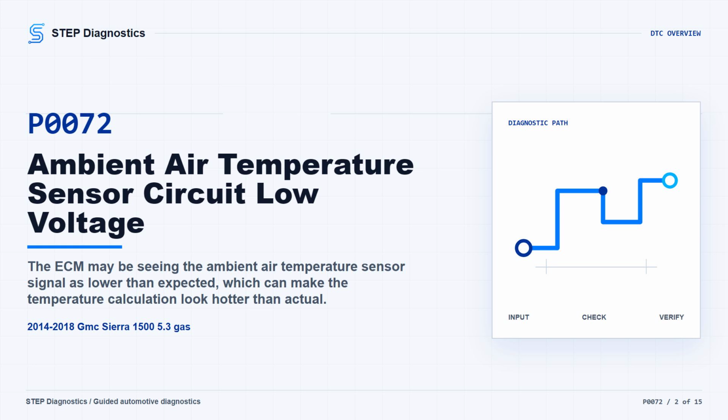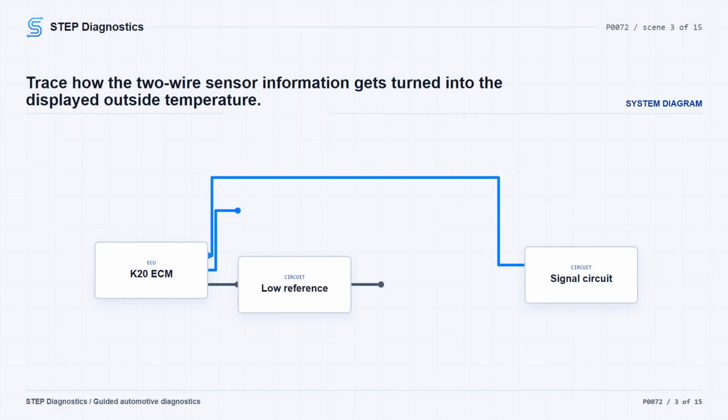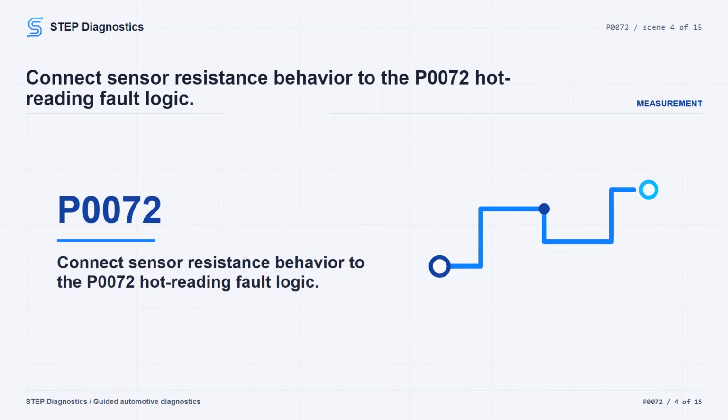For this diagnosis, think in broad fault areas: the sensor behind the grille, the signal circuit, the low reference circuit, connector condition, and possible module side issues. The ambient air temperature sensor is monitored by the engine control module using a signal circuit and a low reference circuit. The module watches the voltage drop across the sensor. Cold air gives the sensor higher resistance, and warm air gives it lower resistance. The ECM converts that voltage into a temperature value and sends it to the display module.